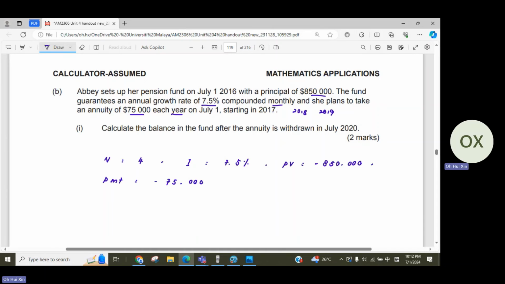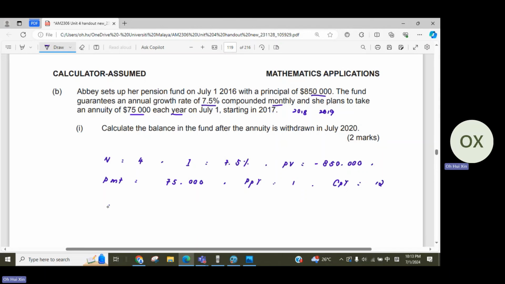Okay, so we have positive 75,000, because we withdraw the money, the flow is from the bank to us, so it's positive. So PPY here is the payment per year, which is withdrawal. Withdrawal is made yearly, so that's why 1. CPY, the interest is made monthly, so that's why CPY is 12.